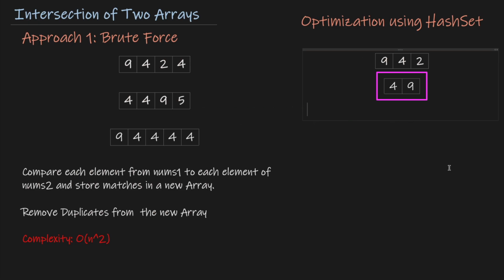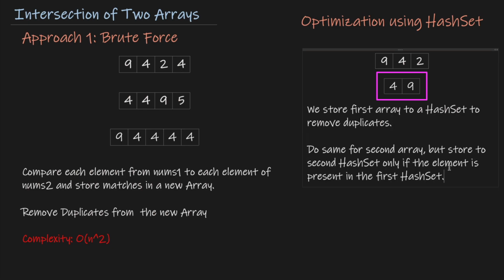Now we can summarize this. We store the first array to a hash set to remove duplicates, and then we repeat the process for the second array, but this time we'll make sure that we only store to this hash set if the value is found in the first hash set as well. Now let's talk about complexity. Storing and retrieving data from a hash set can be done in O(1) complexity. We need to iterate on both the arrays once, which will be overall complexity of O(n).